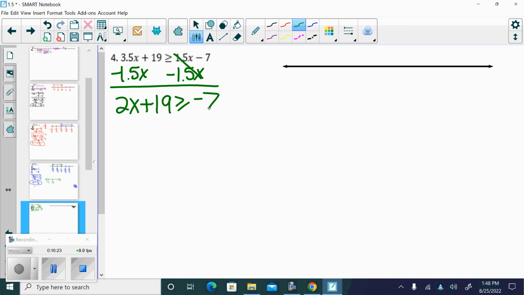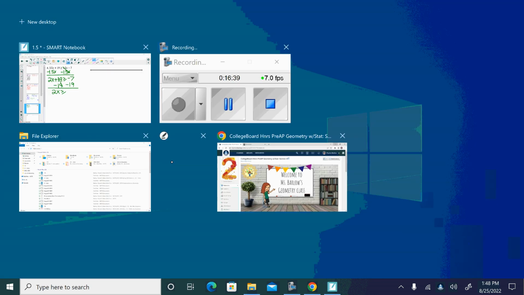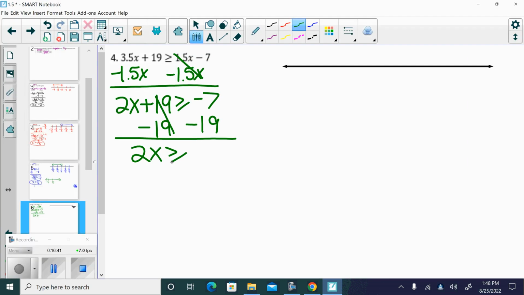All right. Now what? Subtract the 19. Oh, yeah. I thought it was 9. That's okay. Subtract the 19. Yes. So 2x is greater than or equal to, what is -7 minus 19? -26. All right, I'm going to divide both sides by 2. So x is alone.